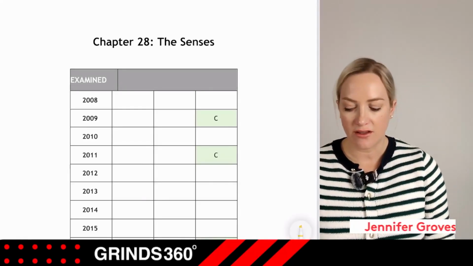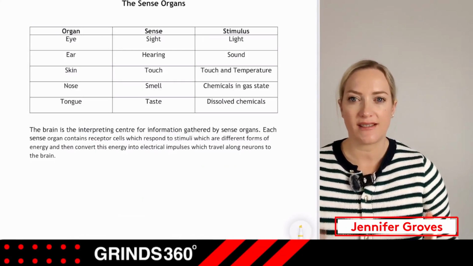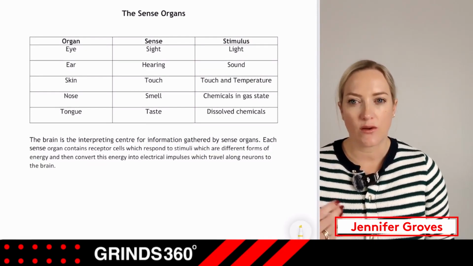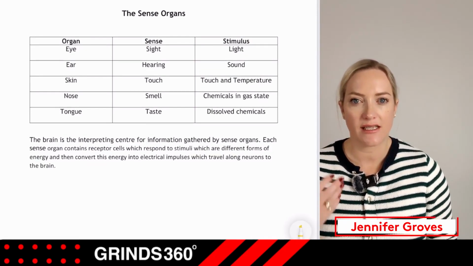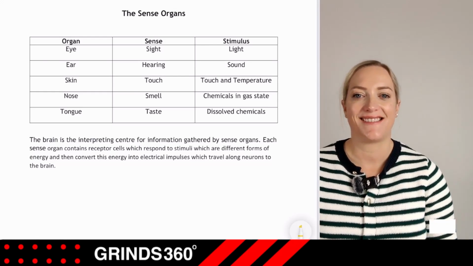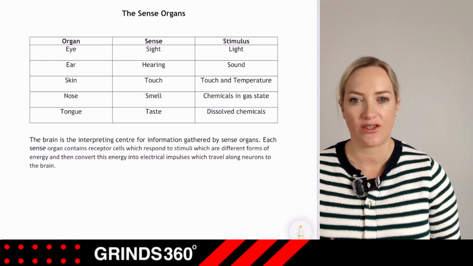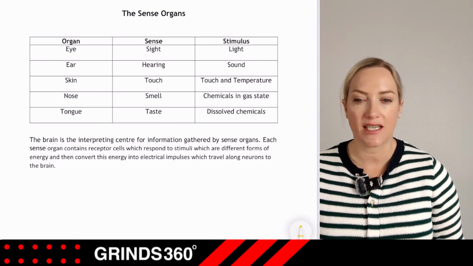Okay, so now we're going to look at the senses. With the senses, we need to know the organ, the sense, and the stimulus. So with the eye, the sense is sight, and the stimulus is light. The ear is hearing, and the stimulus is sound. The skin is touch, and temperature is the stimulus there.